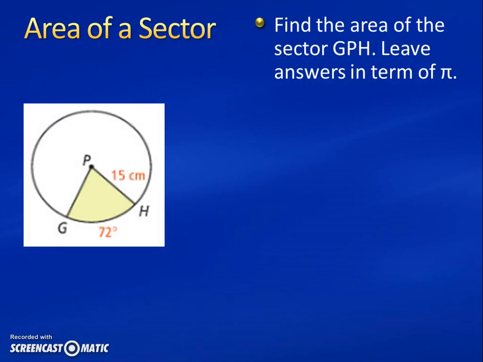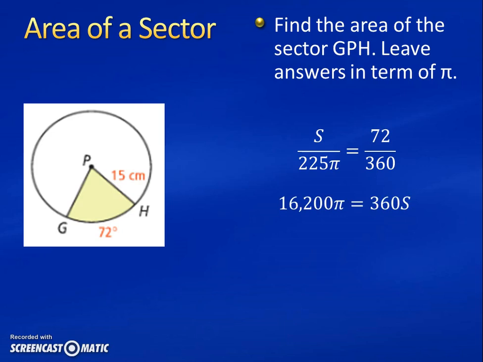So let's look at this in action. Our arc measure is 72 degrees. Our radius is 15. So we do 72 over 360 equals x, or sector area, or A, or whatever you want to call it, over 15 squared pi. 15 squared is 225, so we get 225 pi. We're going to call it s for sector. 72 times 225 pi equals s times 360. So we get 16,200 pi. We're going to divide by 360. We get 45 pi is our sector area.